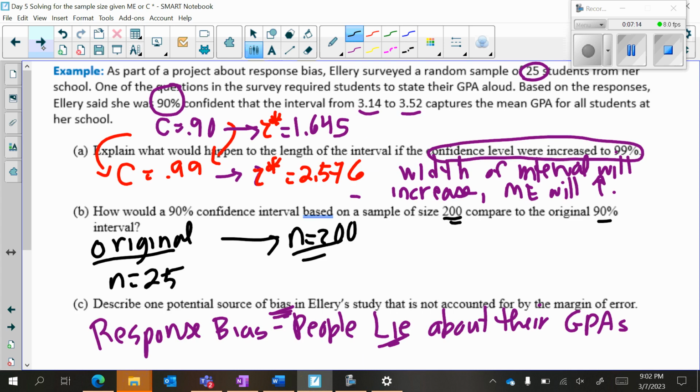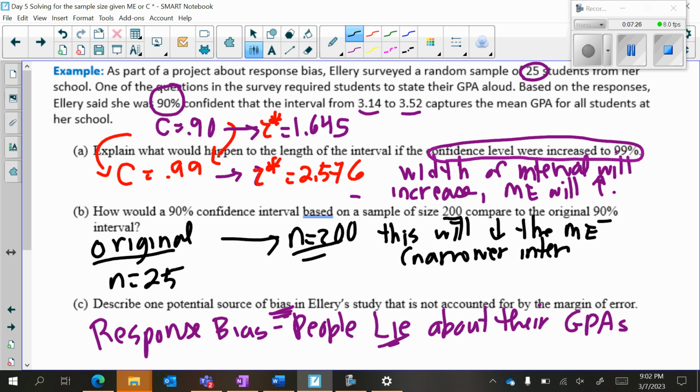So this will decrease the margin of error, giving a narrower interval. Less error present. So we always want a bigger sample size. Always. Okay, so that's that question there.